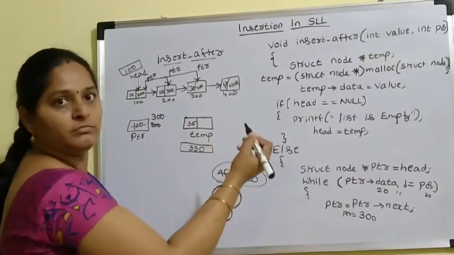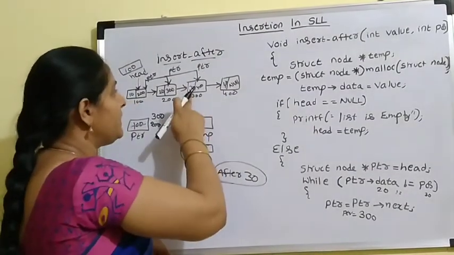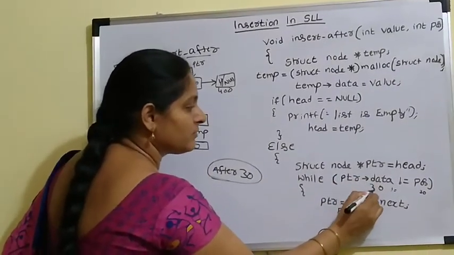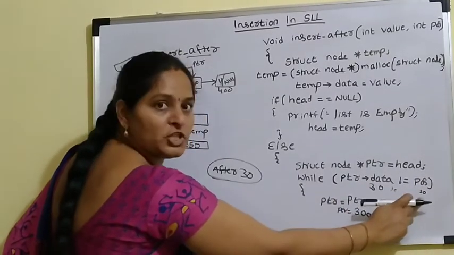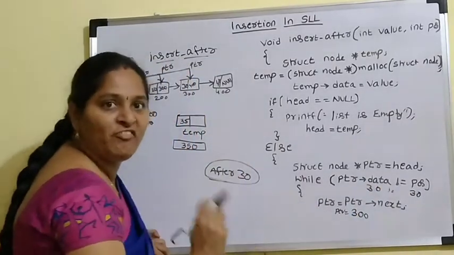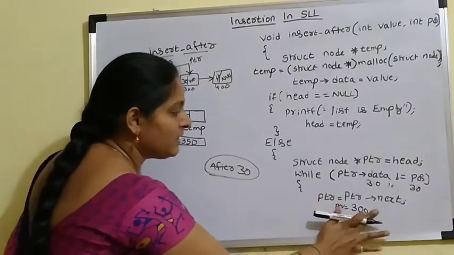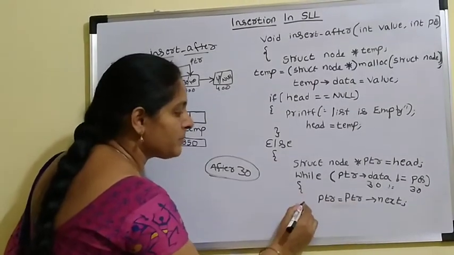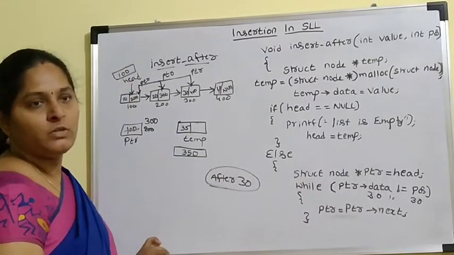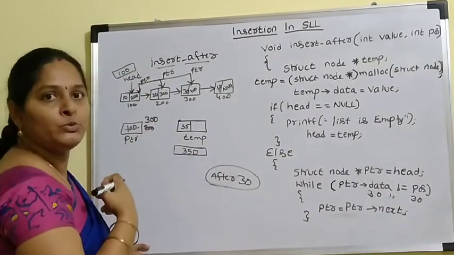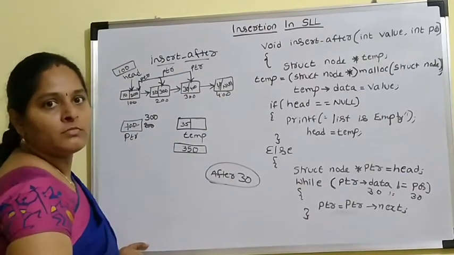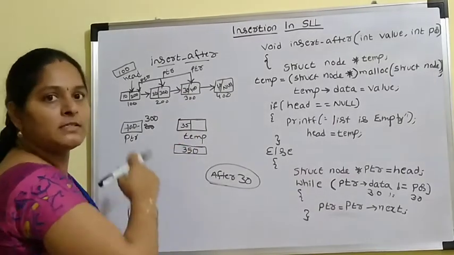Again check the data. Okay, check the condition. PTR data is position or not. Here what is the PTR data? 30 now. Okay, 30 not equal to, our position is 30 only, right? So our position is 30. 30 not equal to 30. Condition failed. If the condition failed, then what we can understand? We reached the position. Okay, we will come out of this while loop. So when you reach the position, then what we need to do is, after this PTR, we need to place our temp node.